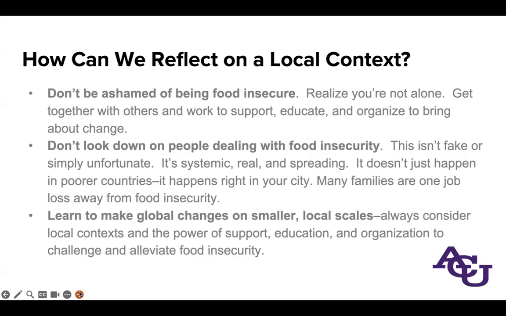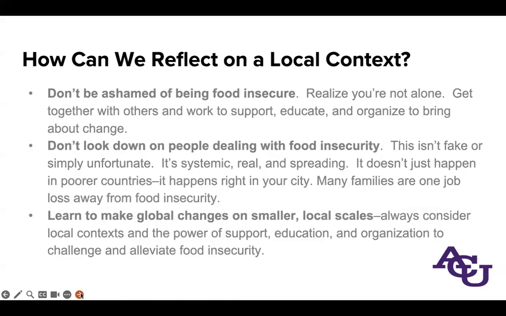Learning to make global changes on a smaller local scale is important. It's not just nations dealing with the World Bank and funding and trying to do things internationally. We need to look on smaller local scales and consider local context and the power that people can bring about when they come together and they support, educate, and organize to challenge and alleviate food insecurity.